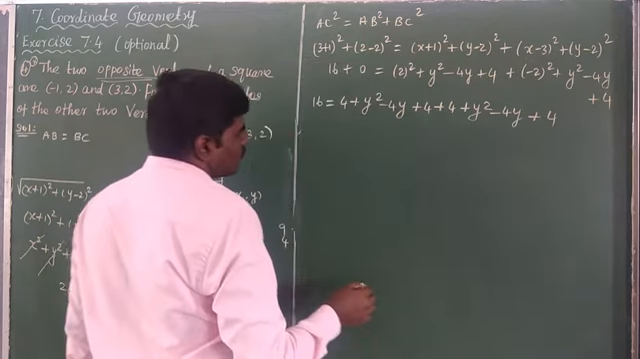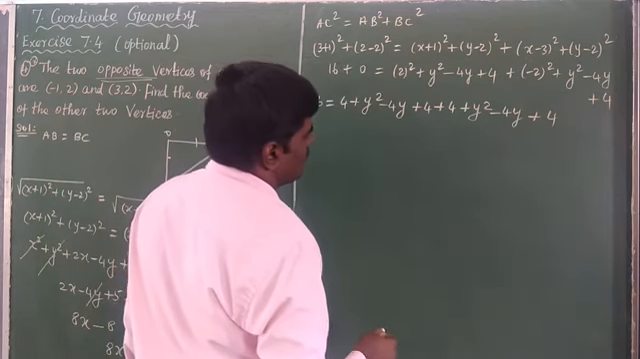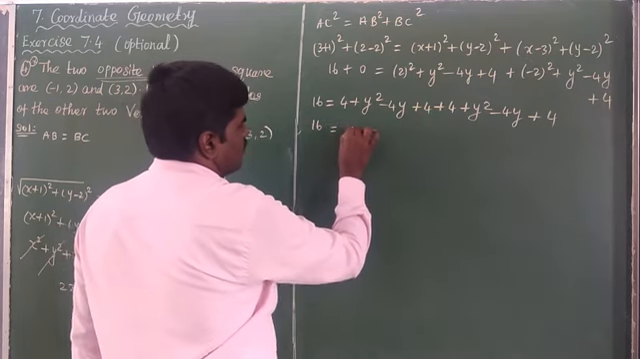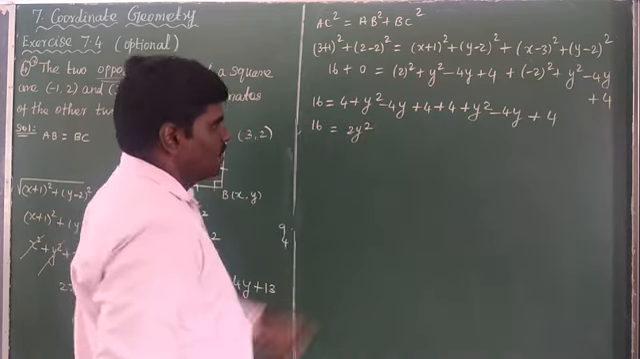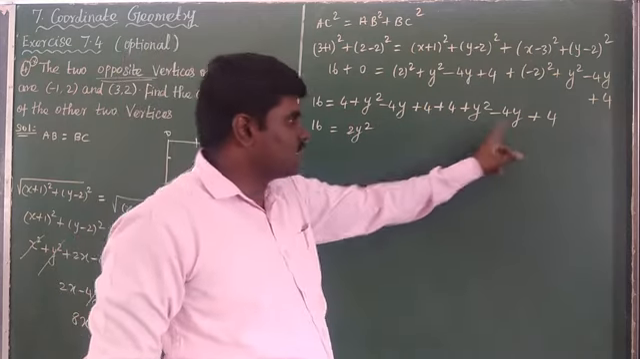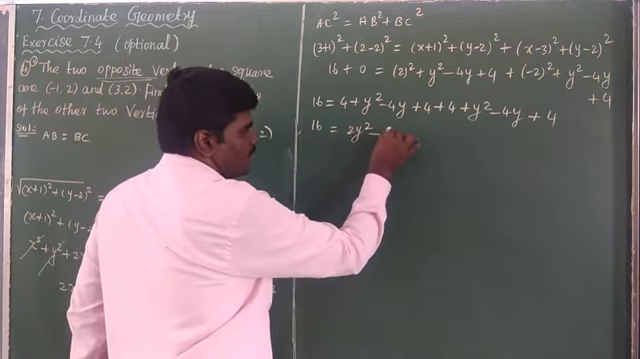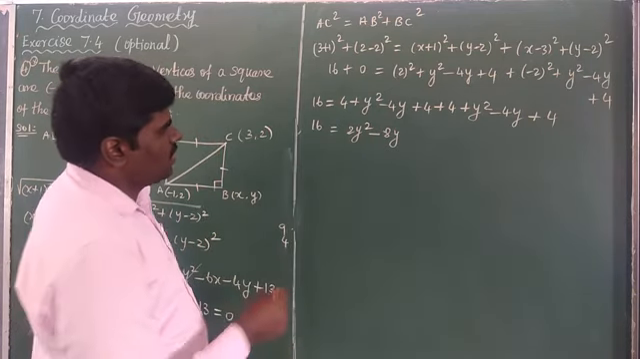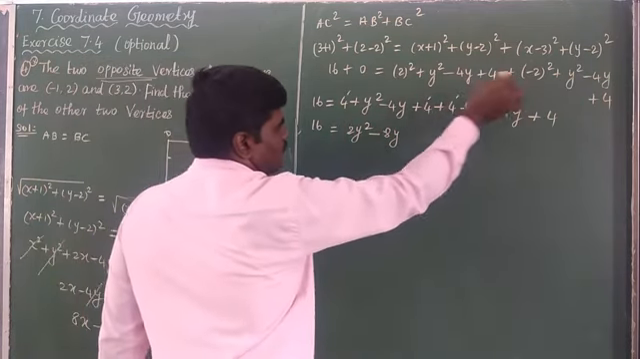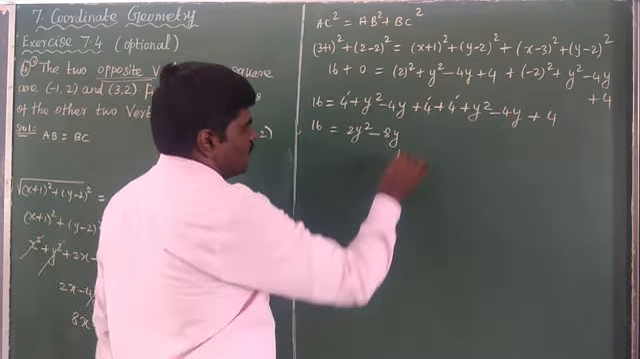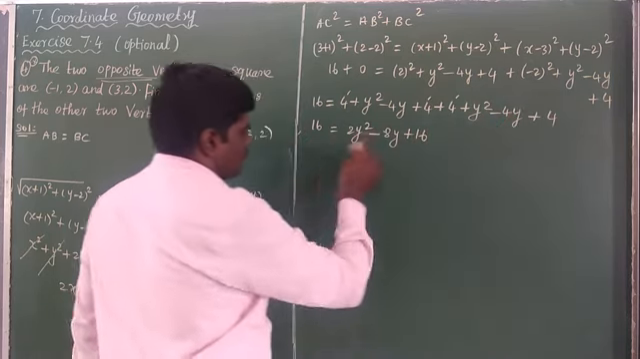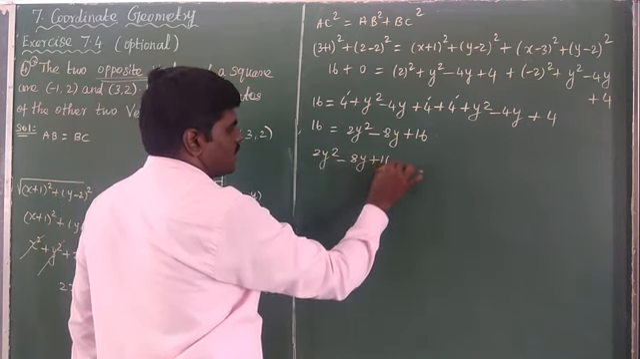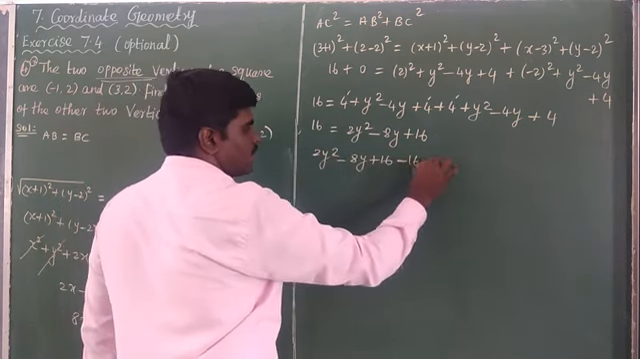Okay, or the same way here. Simplify: 16 is equal to 2y square minus 4y, that's the meaning of minus 8y. You've got to simplify the constant value here: 4, 8, 12, 16. Over here plus 16. Simplify the equation: 2y square minus 18y plus 16 minus 16 is equal to 0.